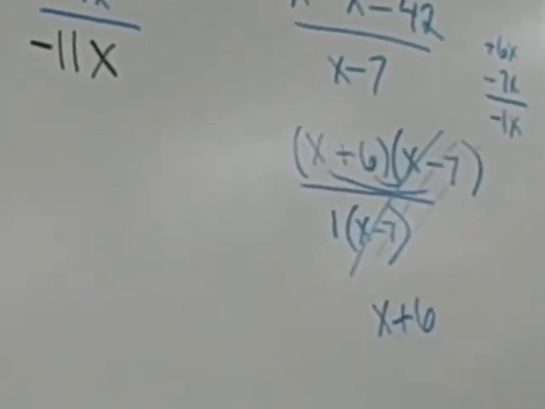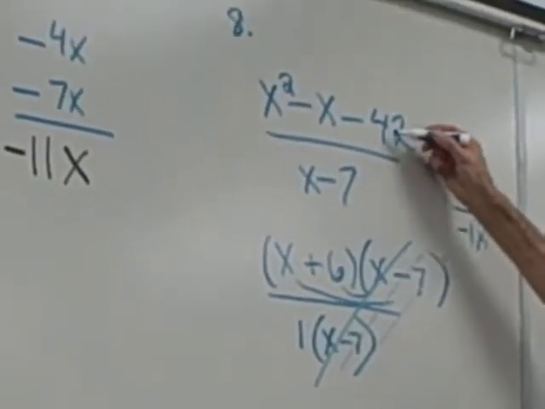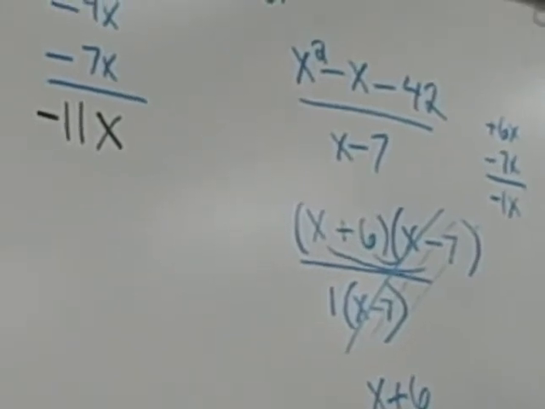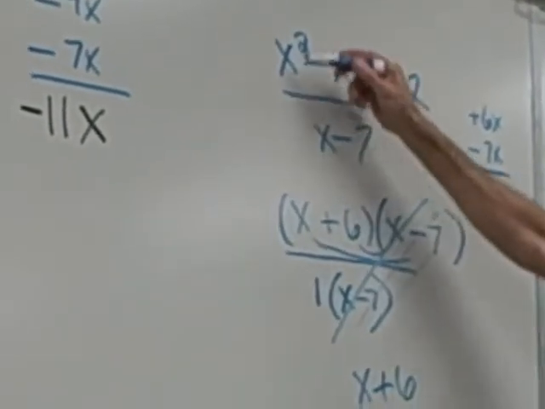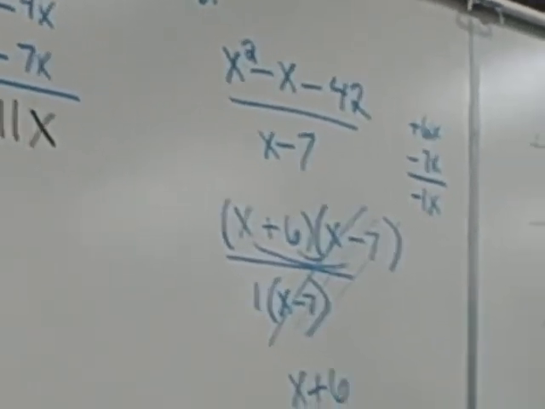The mistake that some students might make is they might try to cancel a 7 and the 42, or who knows what. They may try to cancel the x's, or students get real creative. All right?